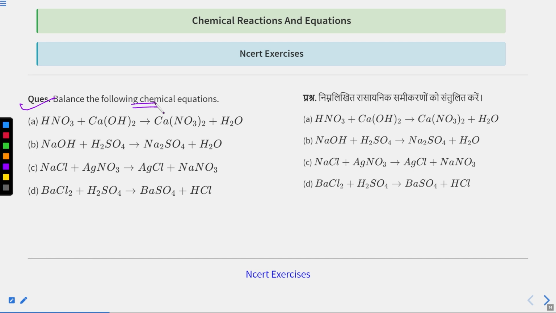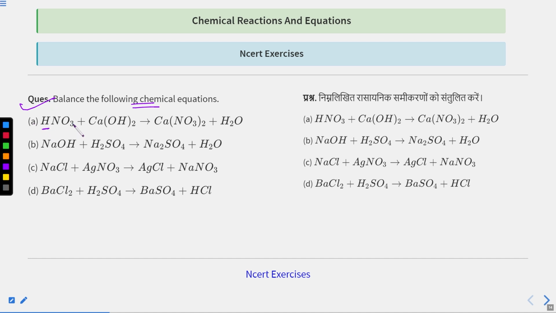Balance the following chemical equations. In the previous question, we got the statements. First of all, we converted the statements into chemical equations and then balanced them. Now you can see we got this unbalanced chemical equation, and we have to convert this unbalanced chemical equation into a balanced chemical equation. How can we balance? You know all these steps, you can balance these. I want to tell you the answer.